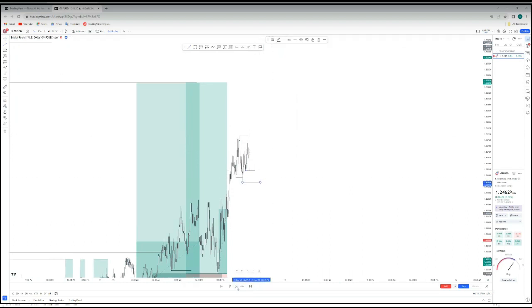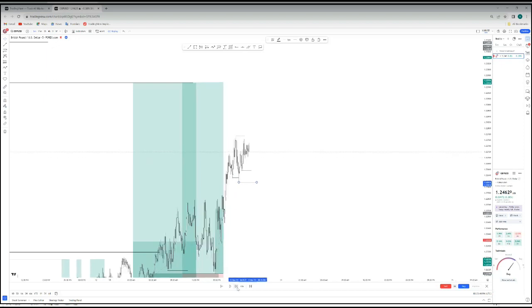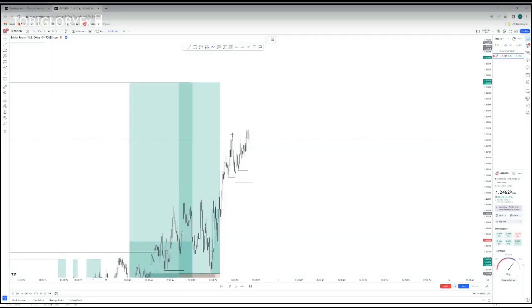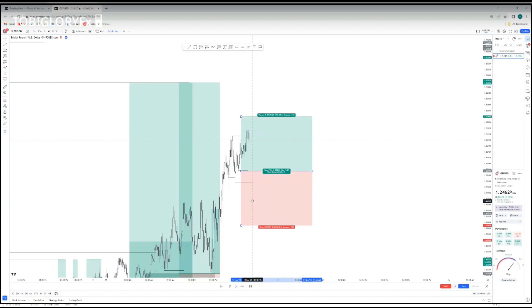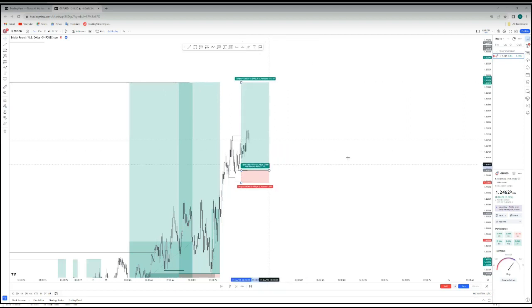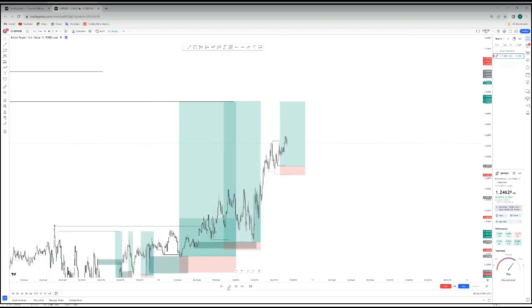All right, I have a break. So this is another buy continuation entry. Still targeting this high. Hope you are calculating the pips. All right. So let's continue.